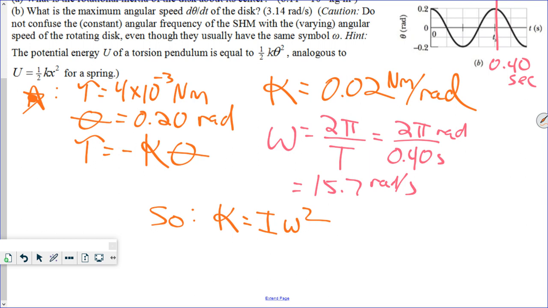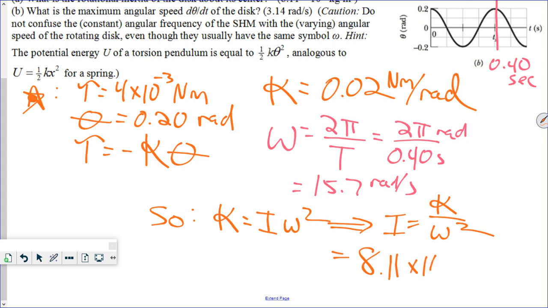All right, everybody good? So that means that I is kappa over omega squared. Solve for it and you get the answer that was on the sheet. What is it? 8.11 times 10 to the negative fifth kilogram meters squared. Cool? Which K is that? Oh, kilogram. Yeah, that's kilograms.